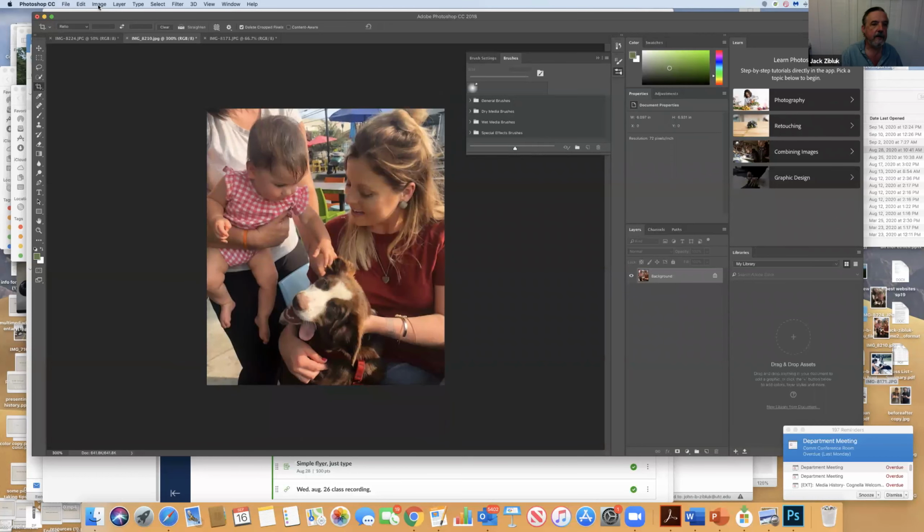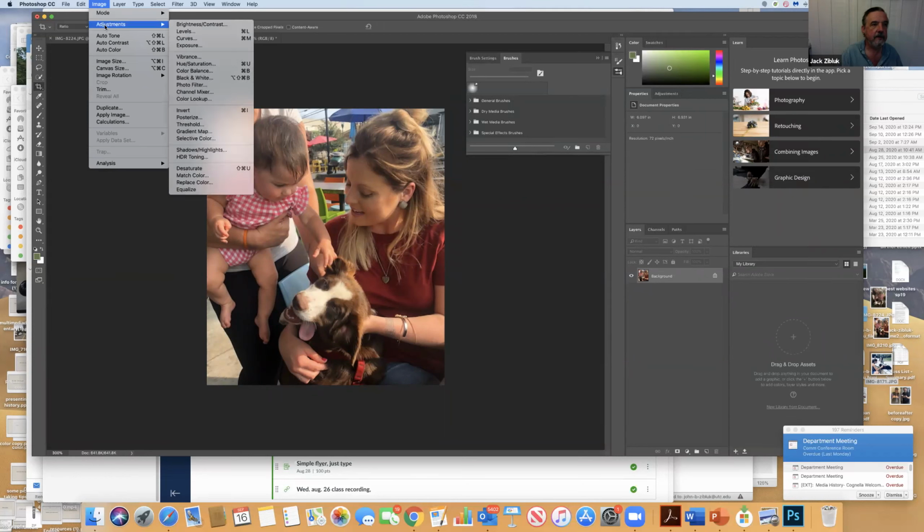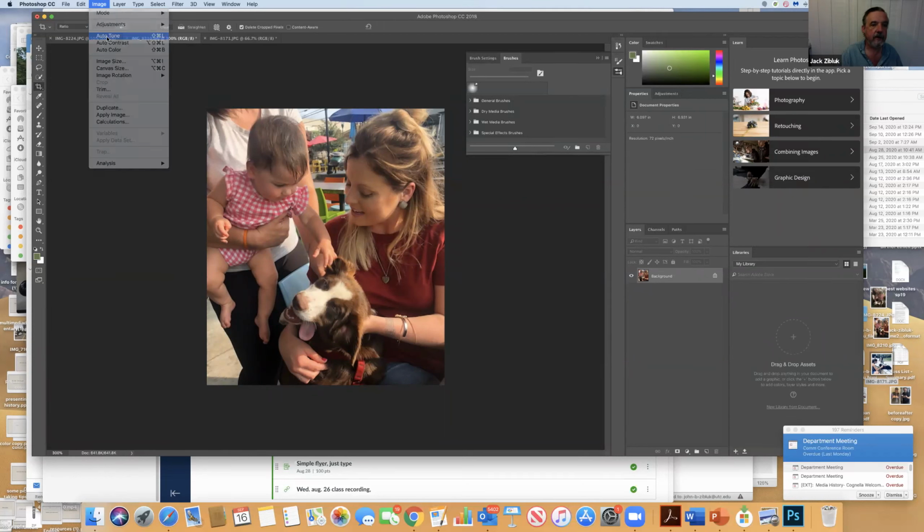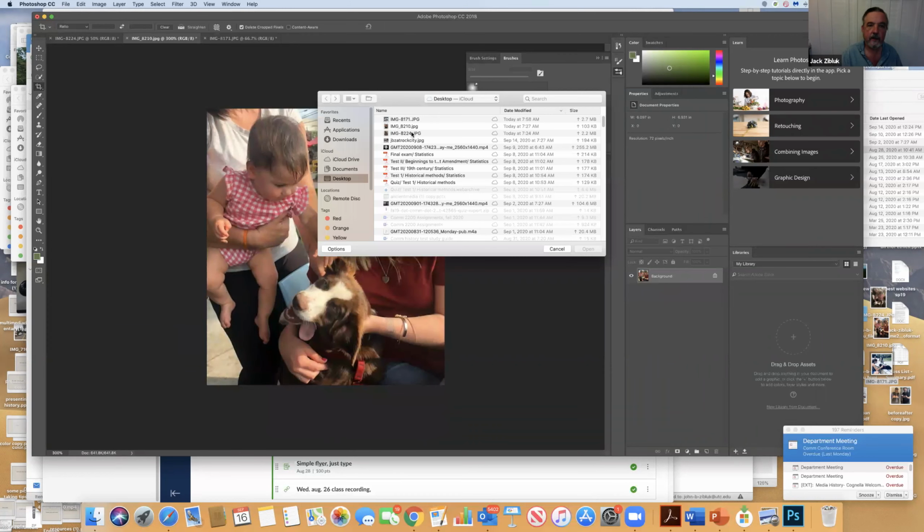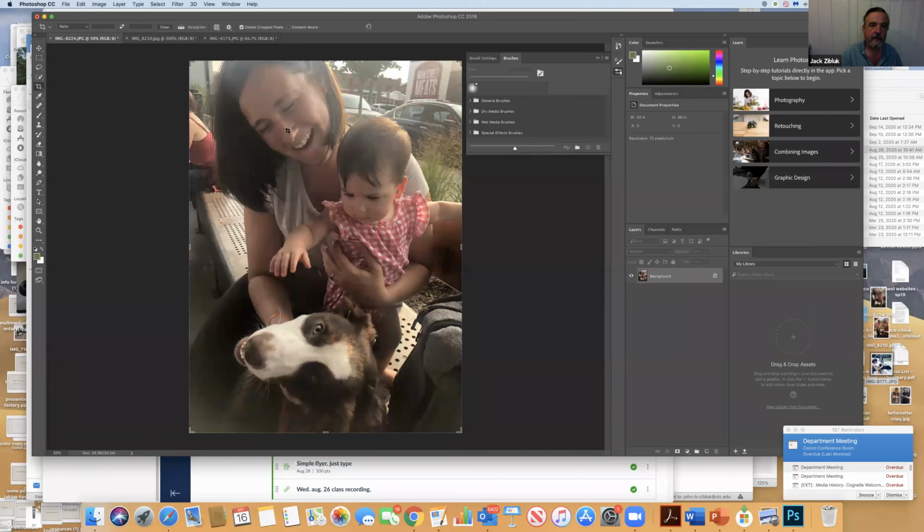There is your picture. And autotone probably wouldn't make much difference. The other picture is already pretty well cropped, with her actual real mom.